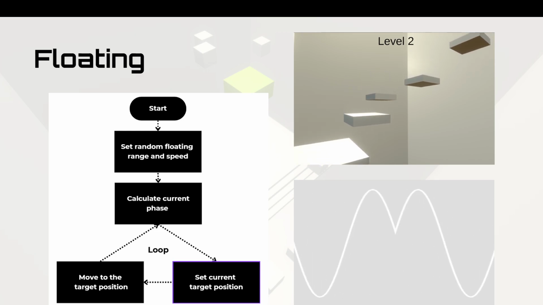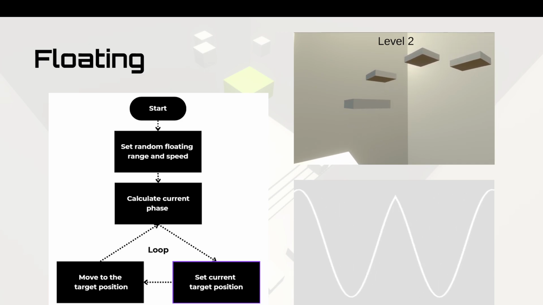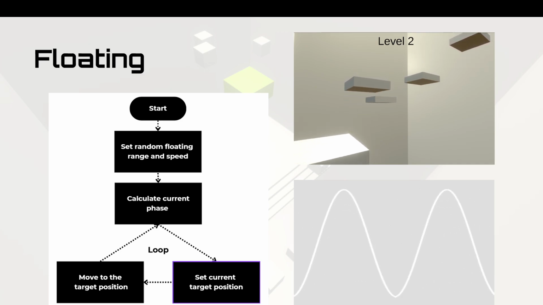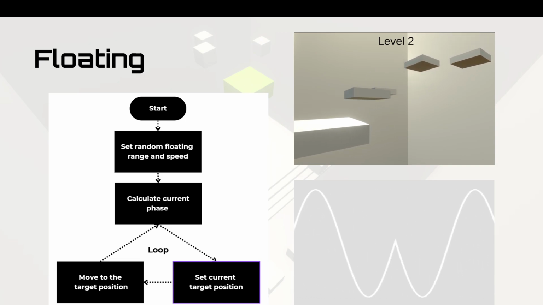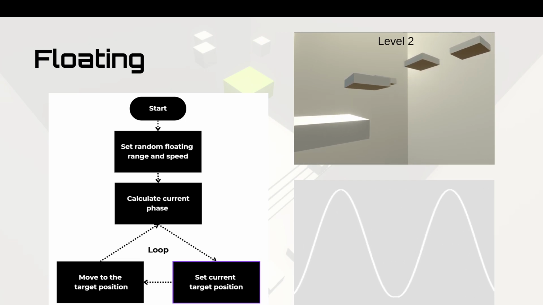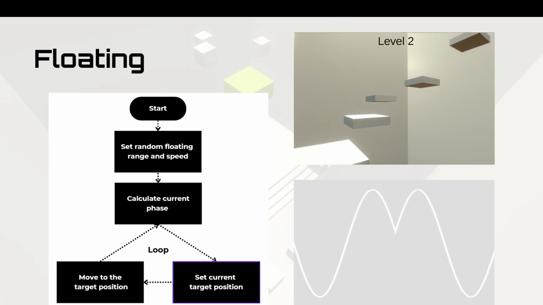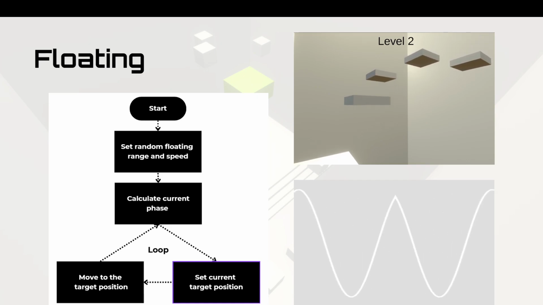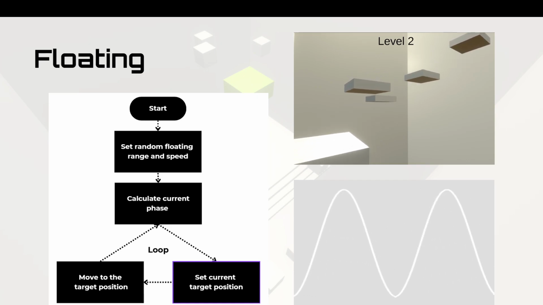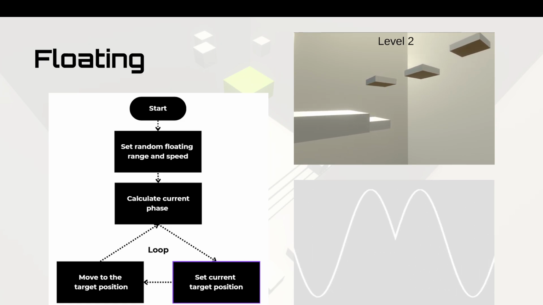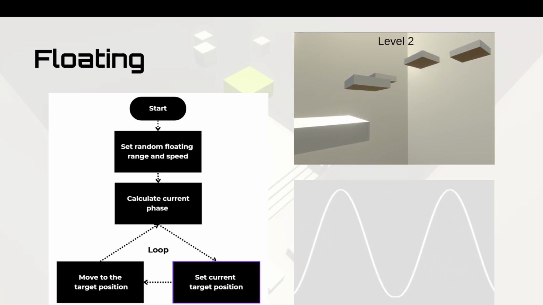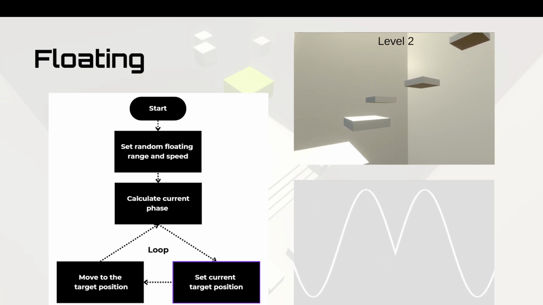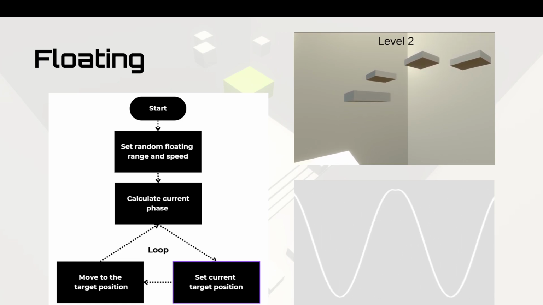The key to the floating flag effect is the sine function. First, the script assigns each floating block a random oscillation range and speed, ensuring that every block moves uniquely. Then, the script continuously executes a loop, calculating the current phase, setting the current position, and moving toward the target position.